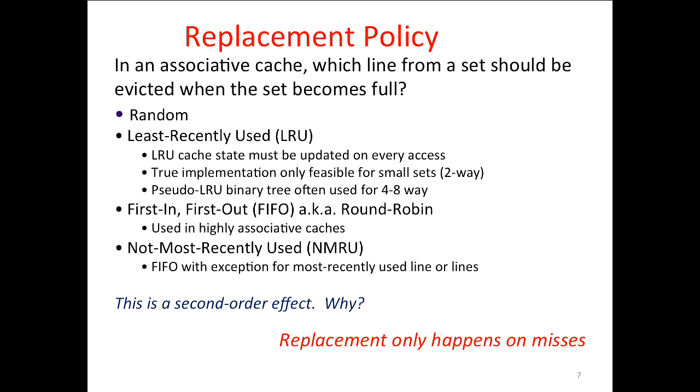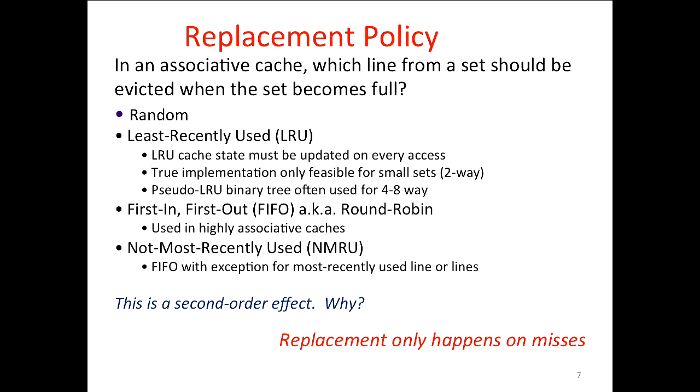And we talked about how it's easy to do that exactly if you have a two-way cache. You just need one bit that says, which way did I access recently? The other way must be the least recently used way. It gets a lot harder as you go to more ways. So people often use what are called pseudo-LRU, which approximates LRU, in order to reduce the complexity of the hardware.